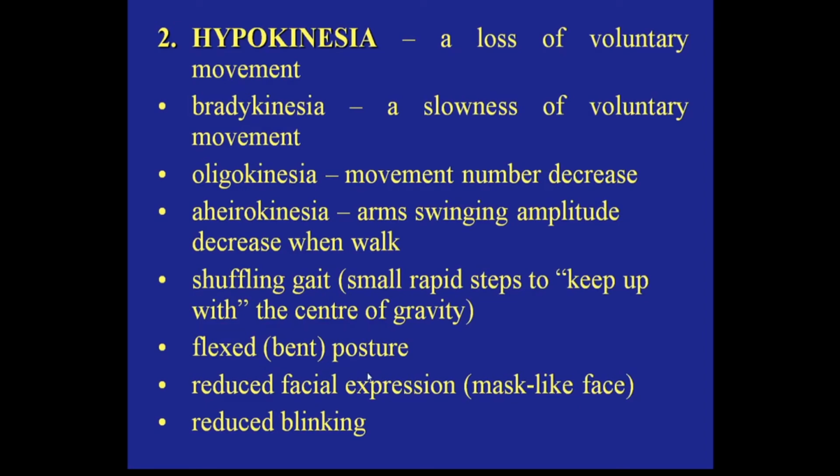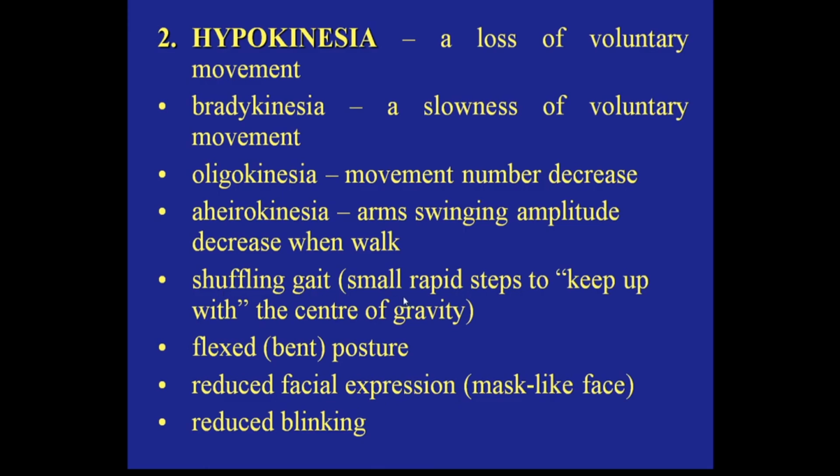We can see patients' hypokinesia due to muscle hypertonicity. There are terms describing hypokinesia and oligokinesia of patients with Parkinsonism. Hypokinesia, loss of voluntary movement. Bradykinesia, slowness of voluntary movement. Oligokinesia, movement number decrease. Acheirokinesia, arm swinging amplitude decrease when walking, and extremities are situated close to the trunk.